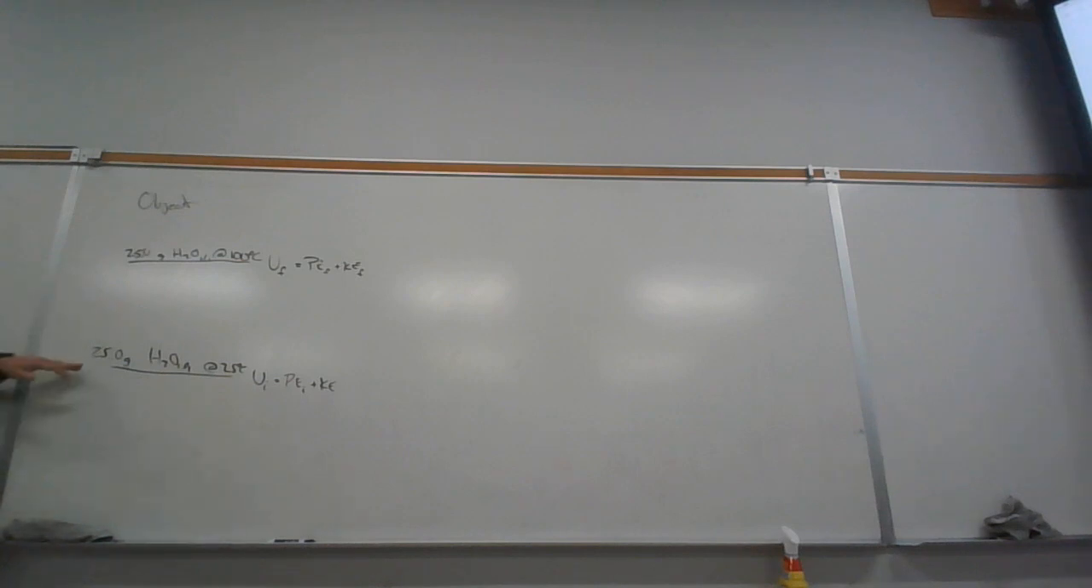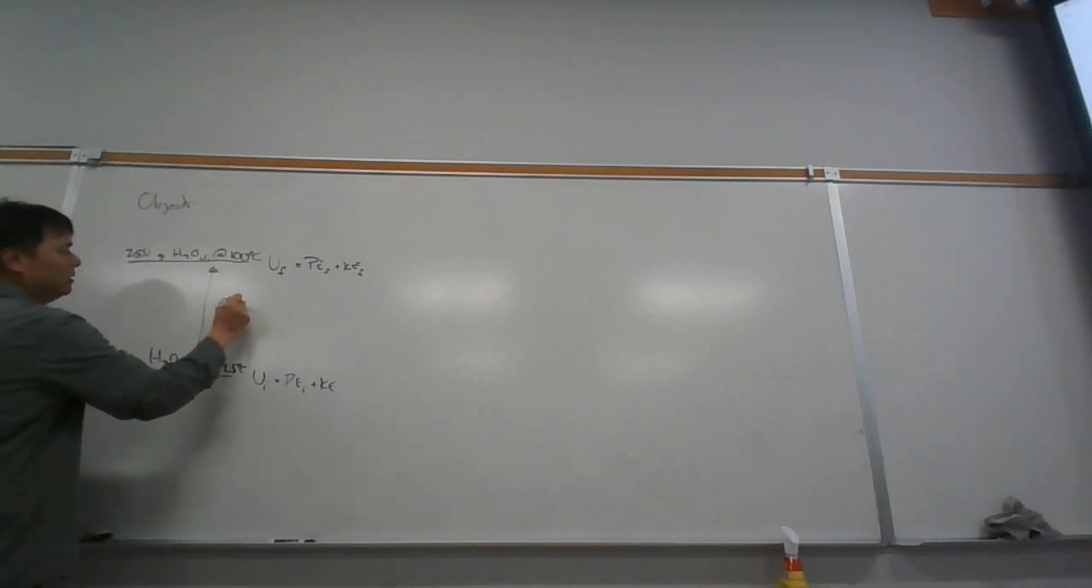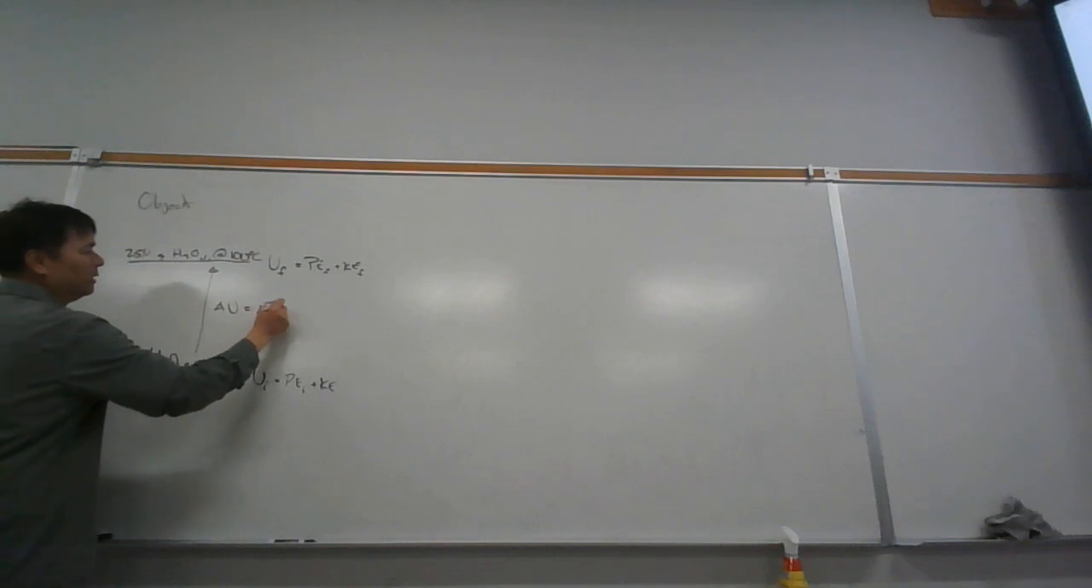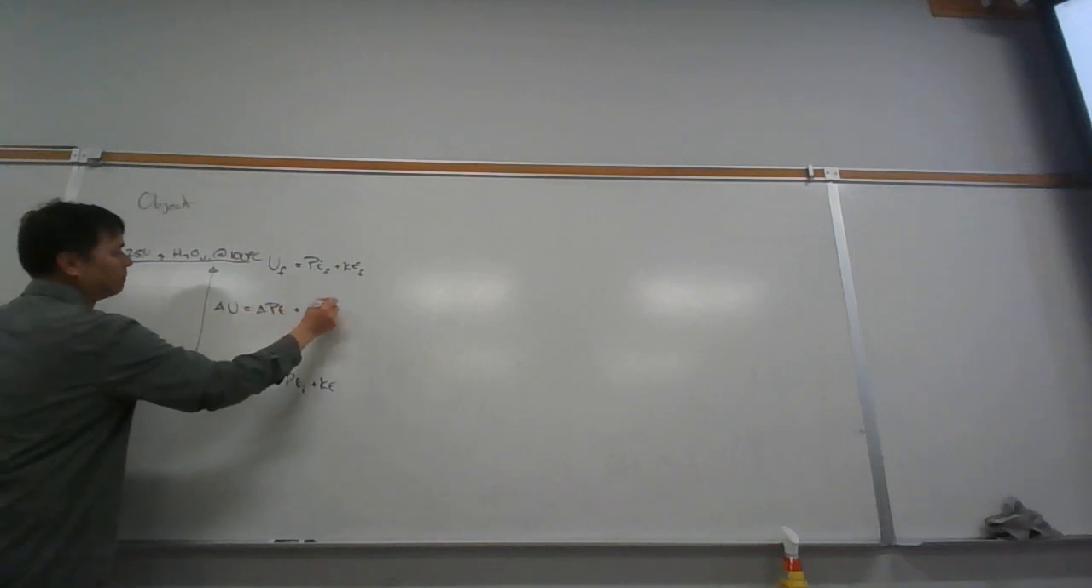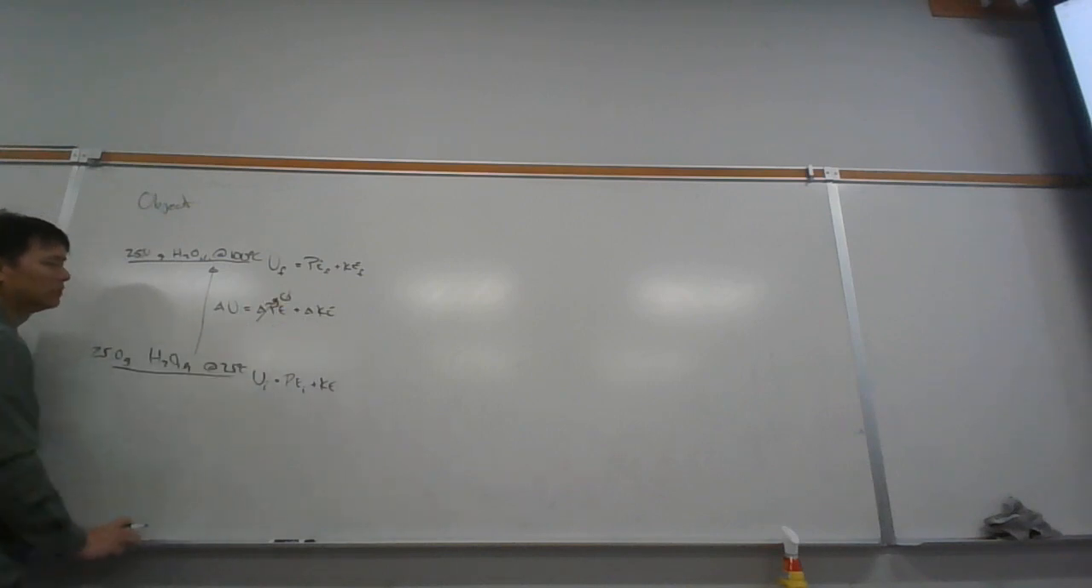But was there any change in potential energy? No. We have liquid water, we still have liquid water. So there was no change in the bonds or the hydrogen bonding interactions or any of that kind of stuff here. The only change was in terms of kinetic energy. And so we know that delta U is equal to delta PE plus delta KE. Since there was no change in the potential energy, the change is strictly in terms of kinetic energy.